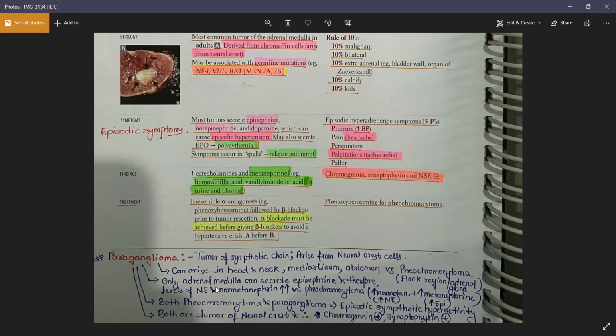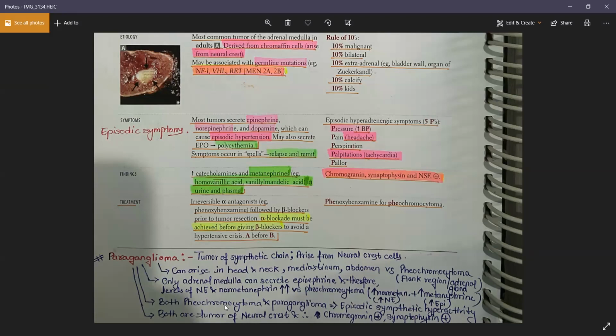Metanephrine is a metabolite of epinephrine, right? And normetanephrine is a metabolite of norepinephrine. So in case of paraganglioma, you will have high levels of normetanephrine and norepinephrine. Versus in case of pheochromocytoma, you will have a high level of epinephrine and norepinephrine as well as their metabolites.